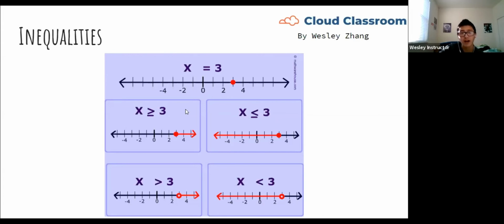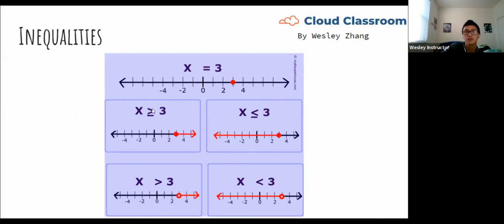Yeah, it is specified. So if it's an equal sign, then you want to fill it in. But as you guys can see here, if it doesn't have an equal sign, if it's just greater or less than, it's an open dot. So you start from there, but you don't include that number. So anything greater than 3.00001, or even something smaller than that, but it's still greater than 3.